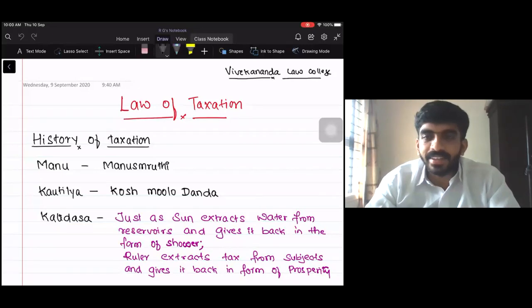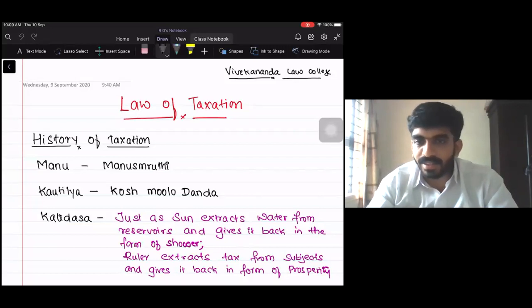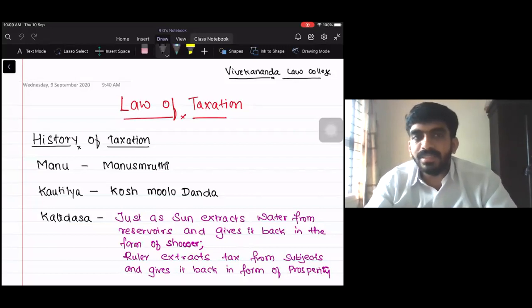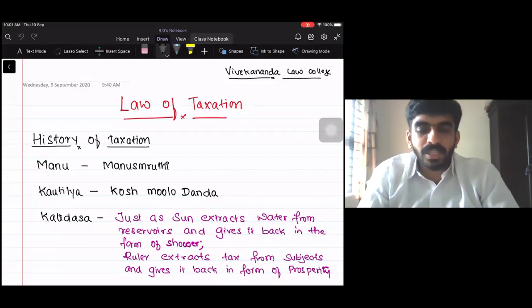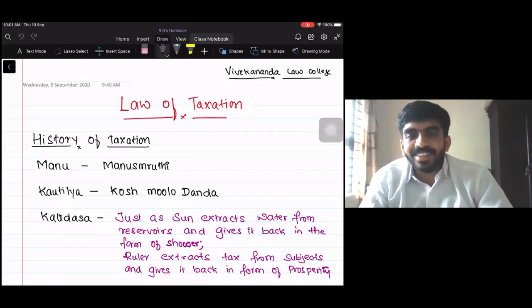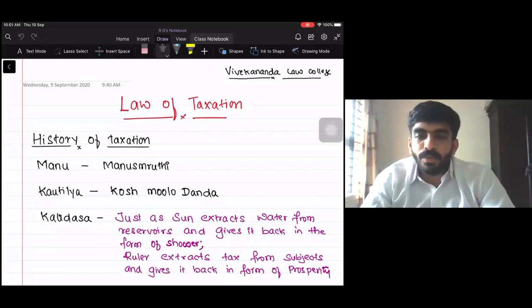So let us start our journey with this law of taxation. Yesterday's class was all about introduction to taxation, and today we'll be discussing how taxation started in India. Now don't ask, sir, will this come for examination? It's like first we have to have some background. Every law student has to keep this point in mind before going into any law.